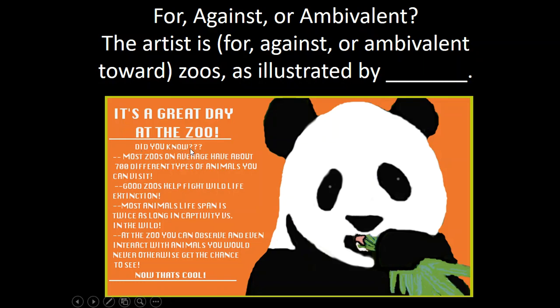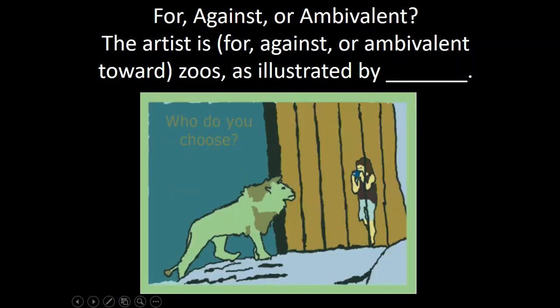It's a great day at the zoo. Did you know most zoos on average have about 700 different types of animals you can visit? Good zoos help fight wildlife extinction. Most animals' lifespan is twice as long in captivity versus in the wild. At the zoo, you can observe and even interact with animals you would never otherwise get the chance to see. Now that's cool. Obviously, this artist is for zoos, as illustrated by the evidence presented, colon, and then you could include this information. So, lots of evidence there.